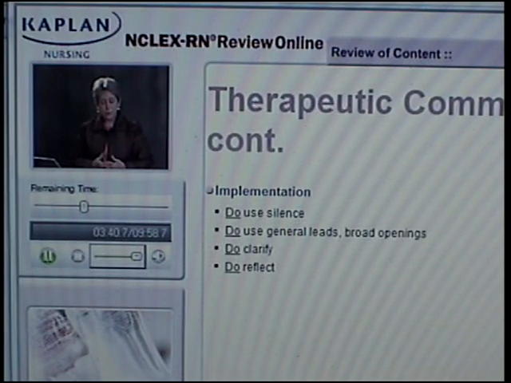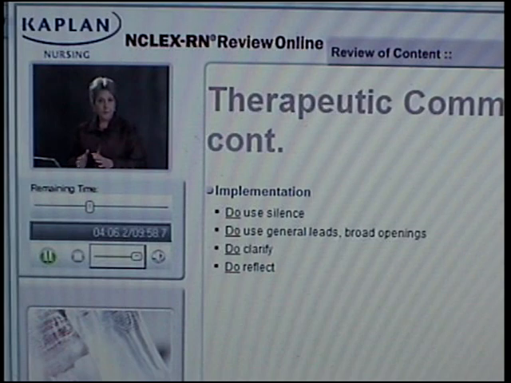The last therapeutic communication technique, which is very important, is reflection. You do want to reflect what the client is saying. And the reason that you reflect is it helps the client understand their own thoughts and feelings by sharing observations. You seem to be saying, or it sounds like you're feeling angry.